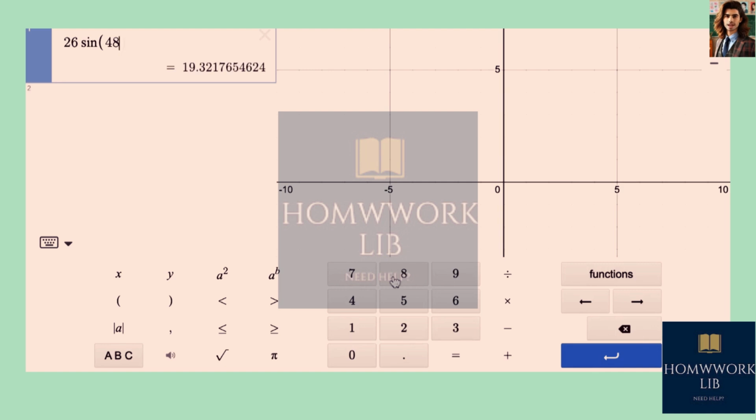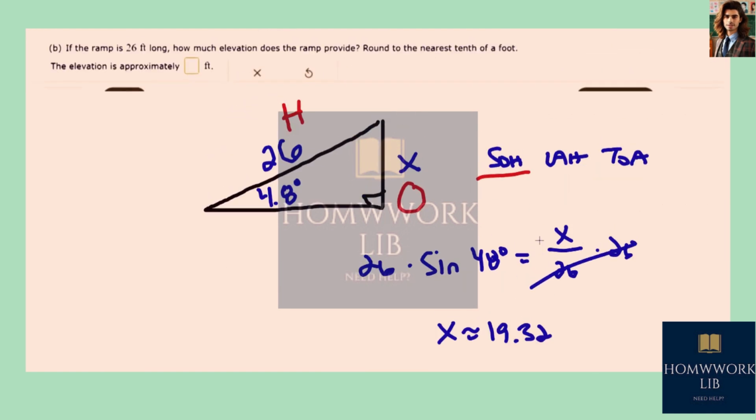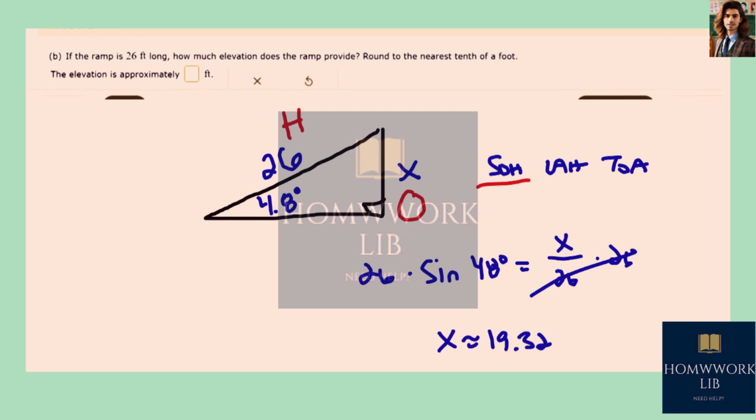And that's 19.32. And to the nearest foot, then, you would say 19 feet.